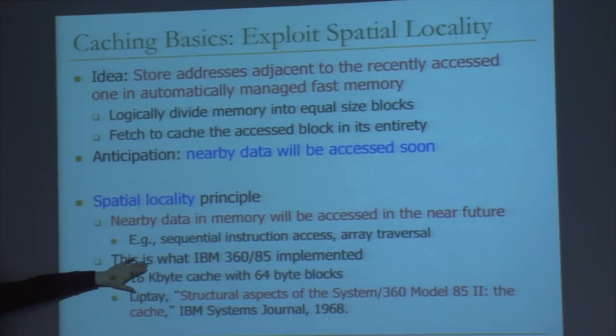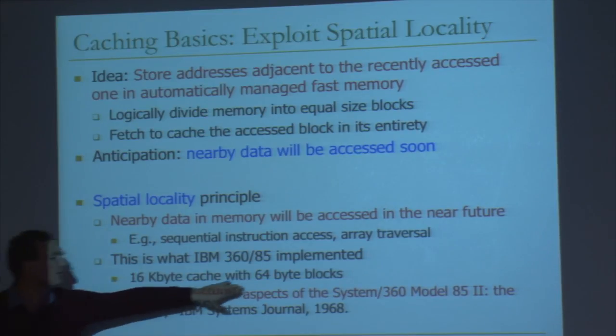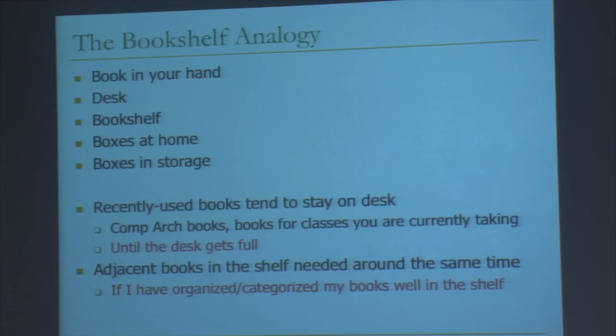And this is actually what IBM 360-85 implemented. This is one of the earliest machines that had caches. And this is a very good paper. I didn't assign it, but it talks about the System 360 Model 85 and its cache in particular. It had a 16 kilobyte cache with 64 byte blocks. So if you needed a word of 4 bytes, it brought in 64 byte blocks. In fact, many processors today have 64 byte cache blocks. By the way, block and line are the same thing. The terminology is different. Sometimes you'll see the word cache line or cache block. They're exactly the same. OK.